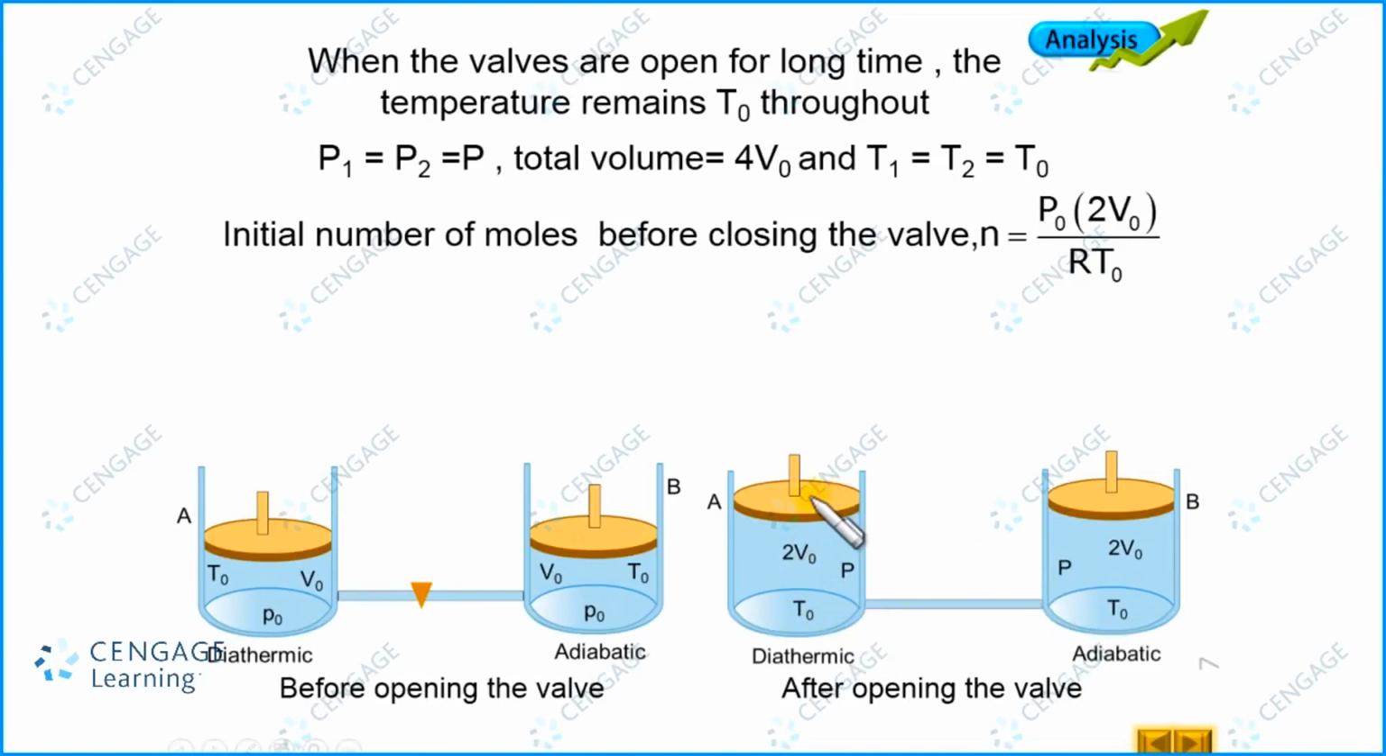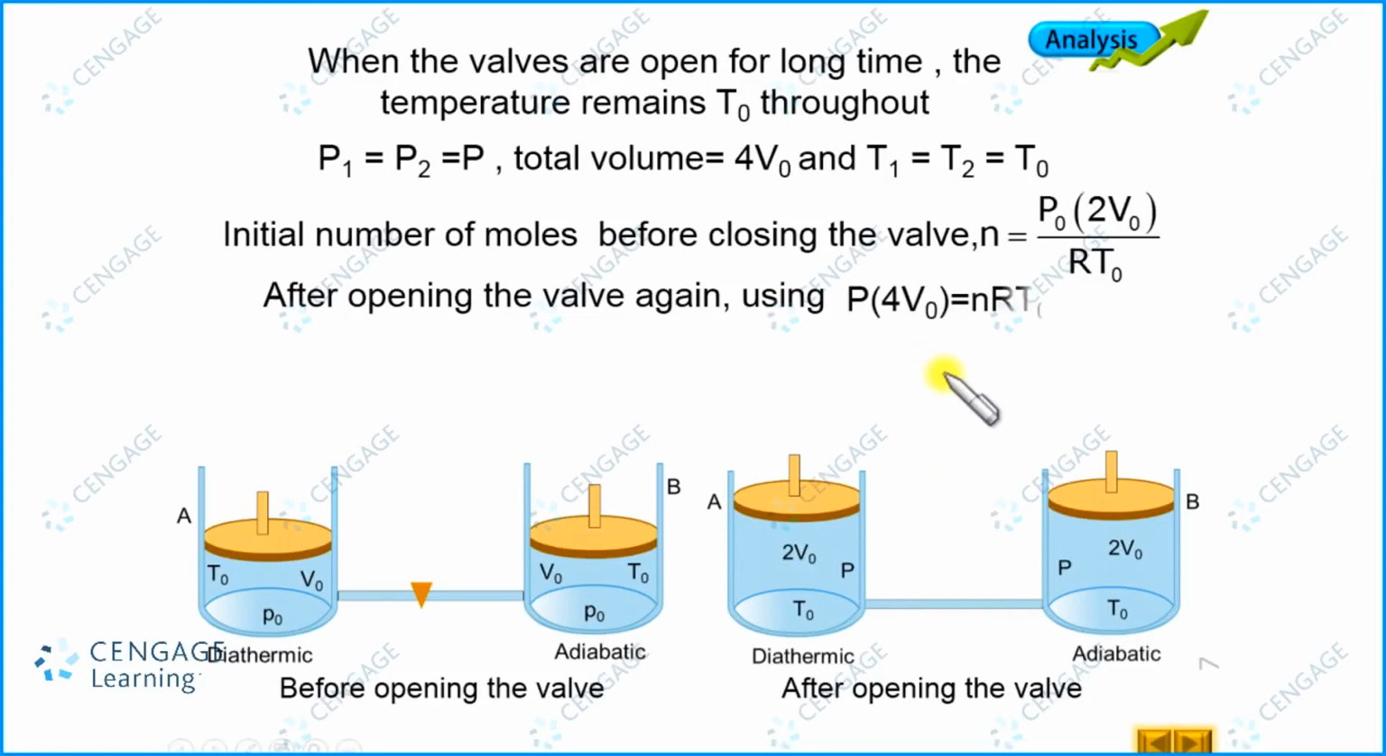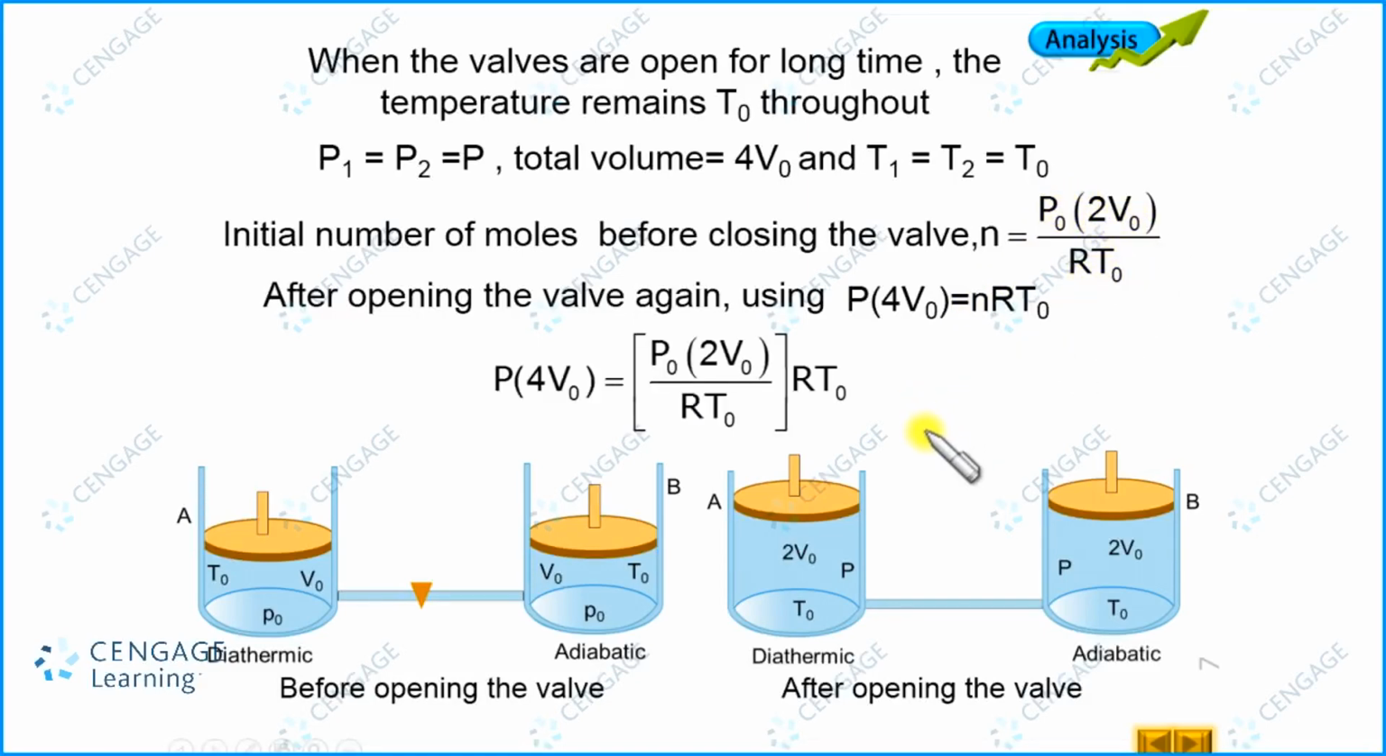Now we can apply the ideal gas equation PV equal to nRT. So here we can write P multiplied by 4V naught equal to nRT naught. Right? From this equation we can find the value of P, because we know the value of n, that is P naught 2V naught divided by RT naught. So we got the value of P equal to P naught divided by 2. That is, the final pressure is half the initial pressure. Okay.